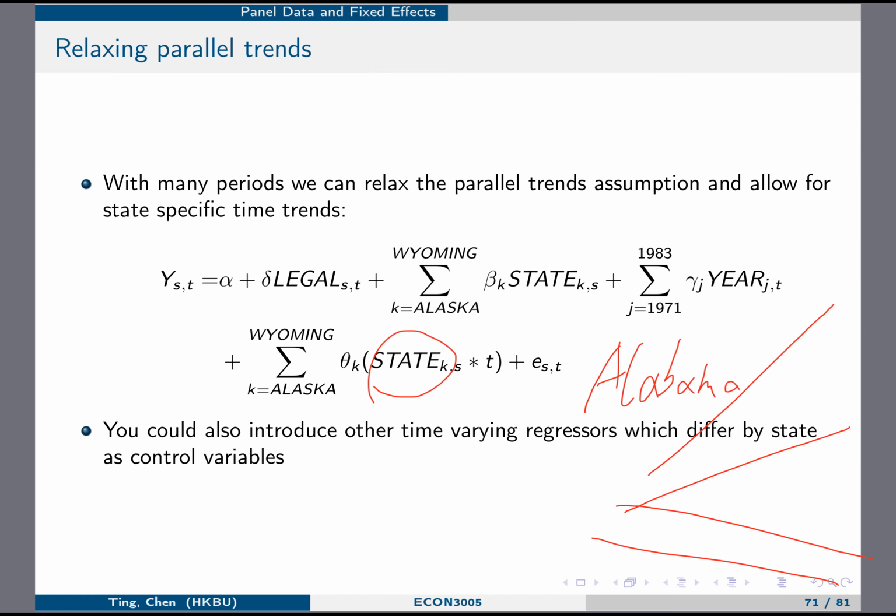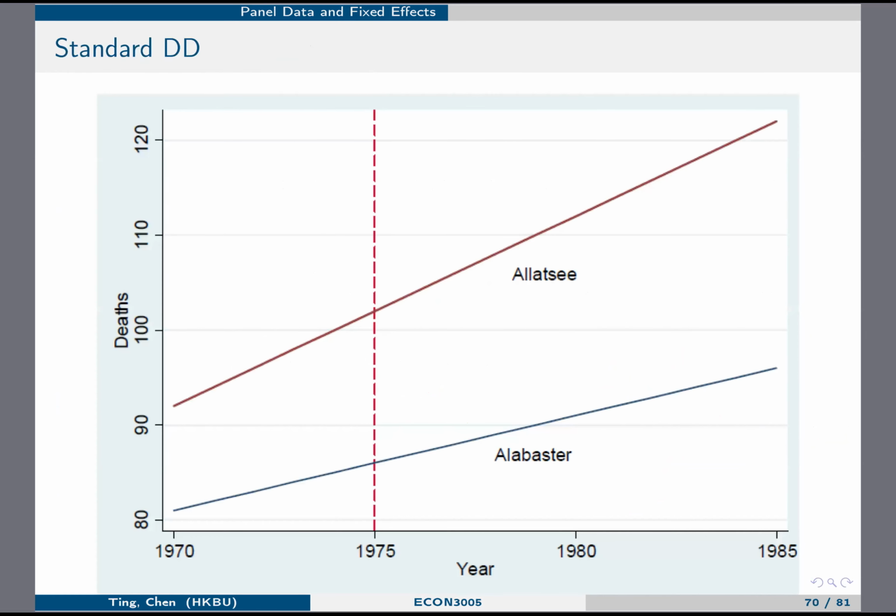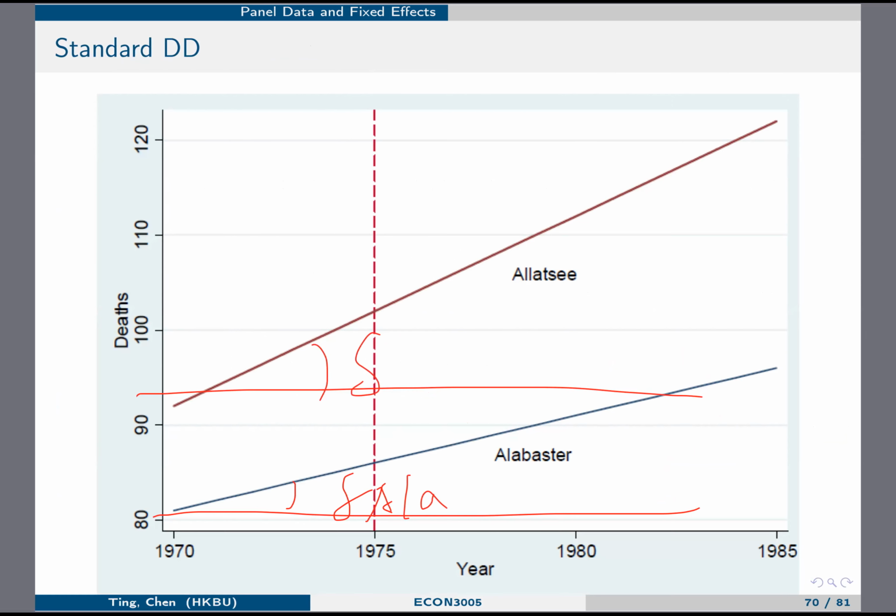So for this variable here, for each of the states, we control for a linear time trend. That is, like in this graph, we actually control for that particular variable, this delta, A, LA, and also this, no, not delta, sorry, theta, right?